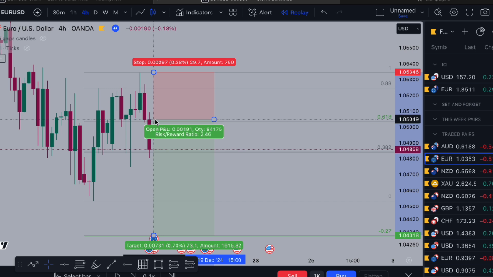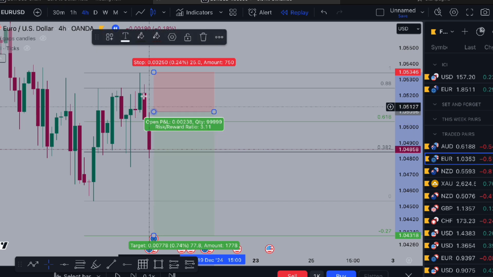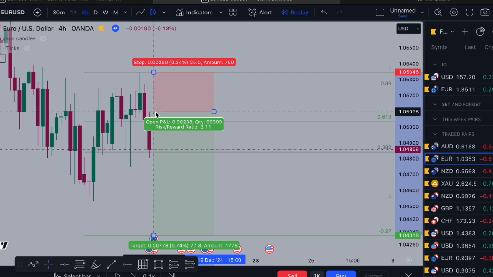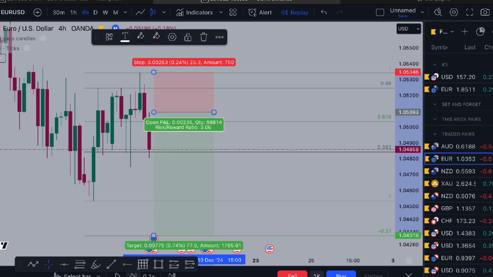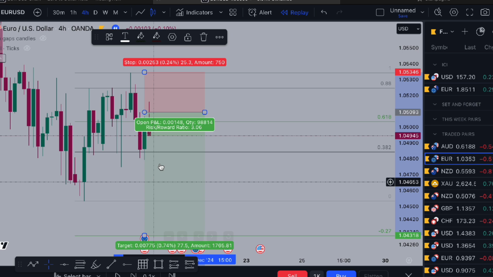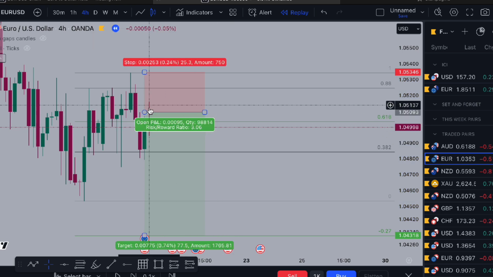So you can either put it on the 61, or if you want to be protected by this structure high right here, you put it above the 100 level, and your entry, you just adjust it to create a 1 to 3 risk to reward. Right now we're waiting on the retest, and as you can see, we have now entered this trade.